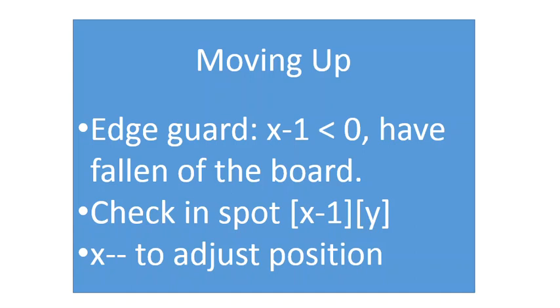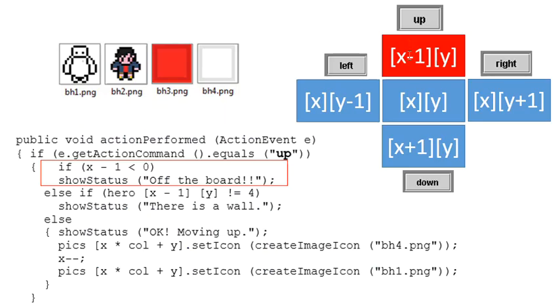Then, assuming that when they move up they weren't falling off the board, then we're going to check and see if there's a wall there. And if there isn't a wall there, then we'll actually move their position. Now again, because we're moving up, that means X, which is the rows, will be getting smaller. Okay, so this is it. So the rows get smaller. X or the row gets smaller. Okay, so here you'll see those steps.